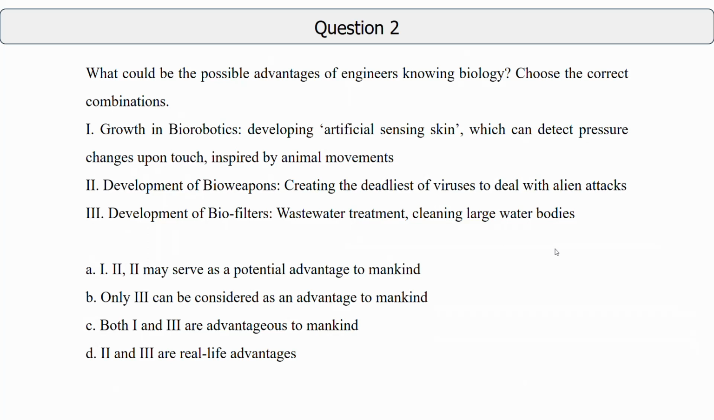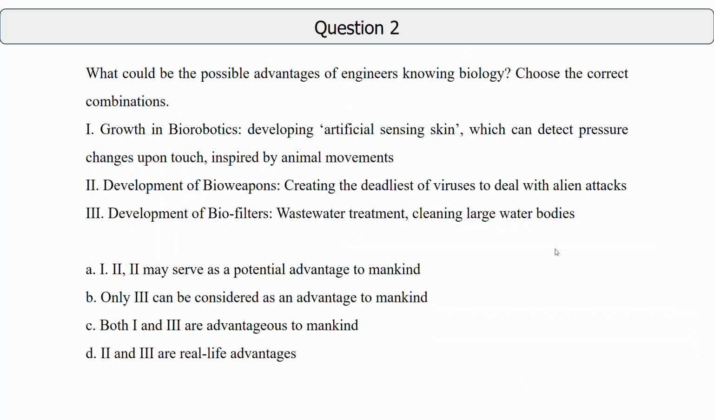Option B: only 3 can be considered as an advantage to humankind. Option C states that both statements 1 and 3 are advantages to humankind. And option D states that statements 2 and 3 are the real life advantages. Would anyone like to explain this? Anyone?